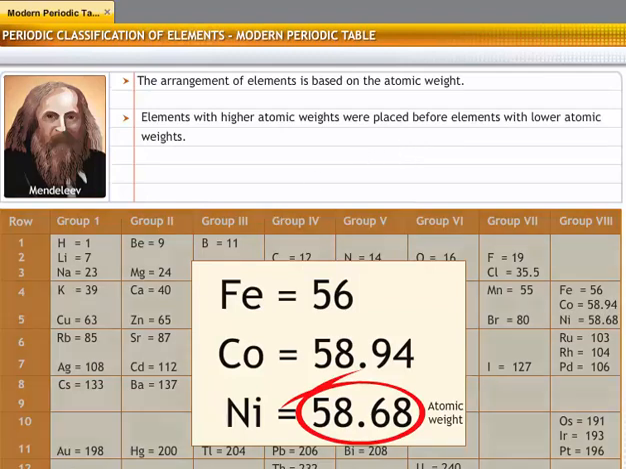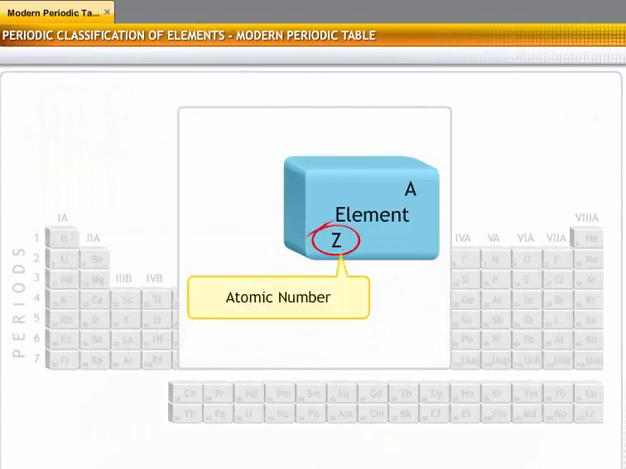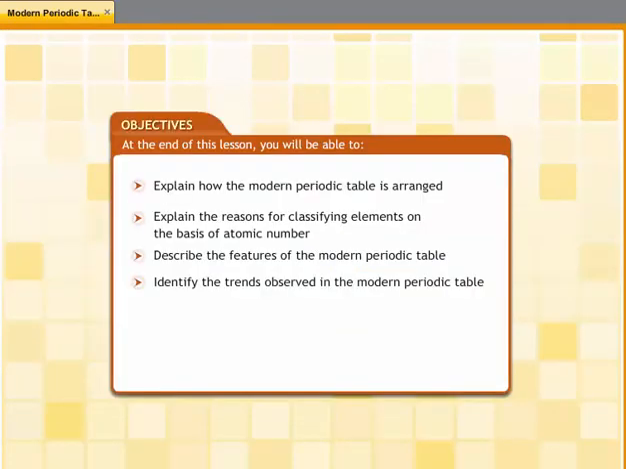Such anomalies were resolved when the modern periodic law designated atomic number as the criterion for classification. In this lesson, you will learn in detail about the modern periodic law and the modern periodic table.